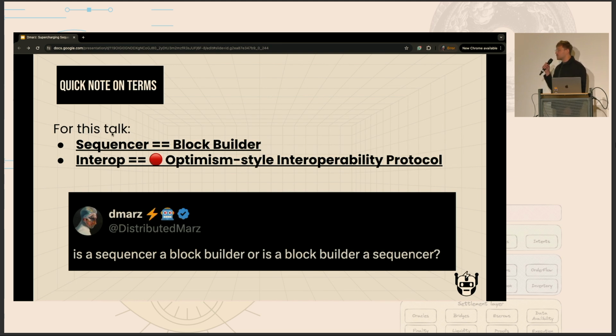So some quick notes. In this talk, sequencer will equal block builder. I think there's a world where rollups have external block builders, but for this talk, I'm going to avoid that. Additionally, when I mention interop, I am referring to Optimism style interoperability protocols. There's a bunch of other ones. IBC is the most used example, but I won't go into that one.